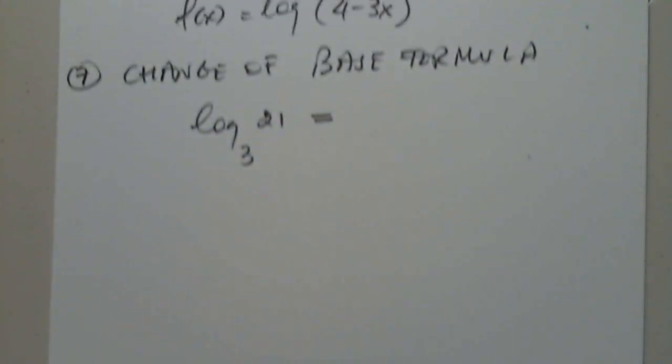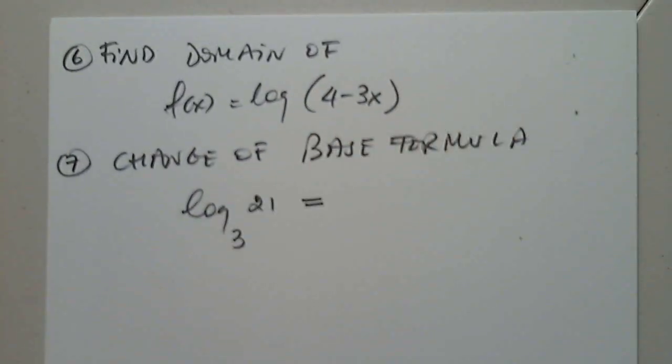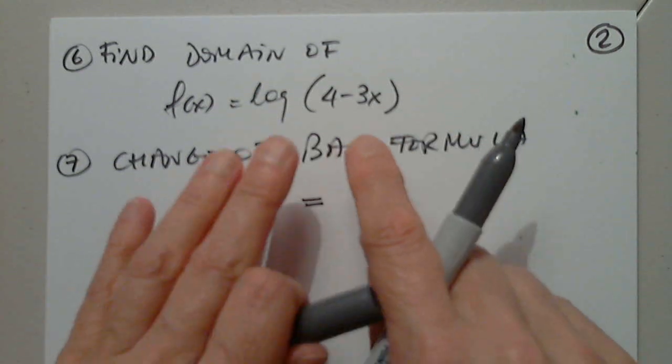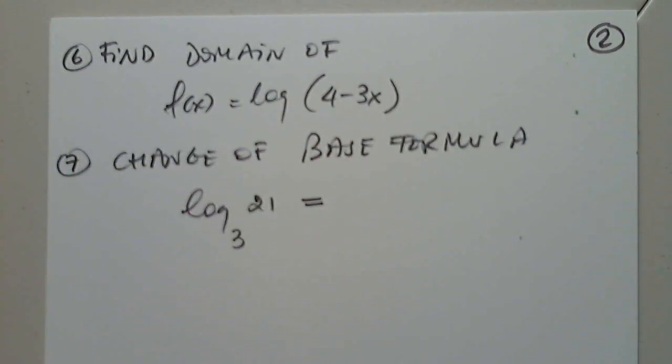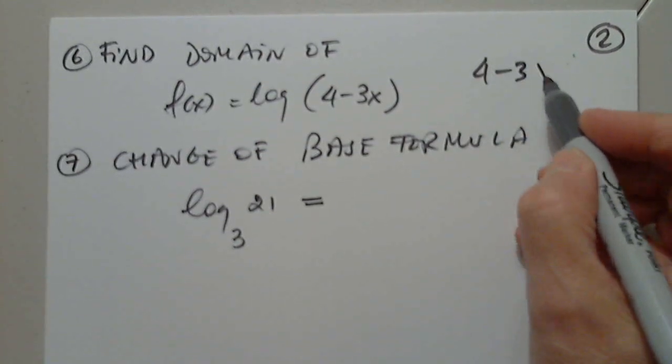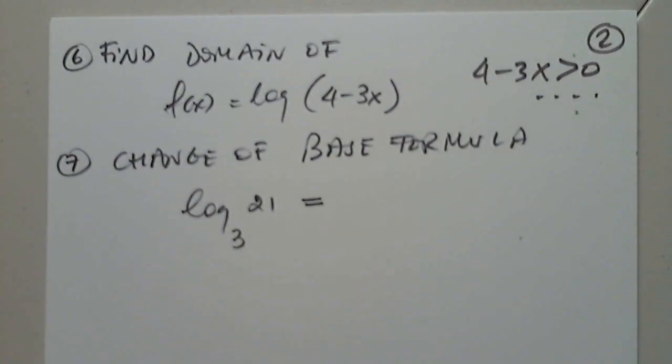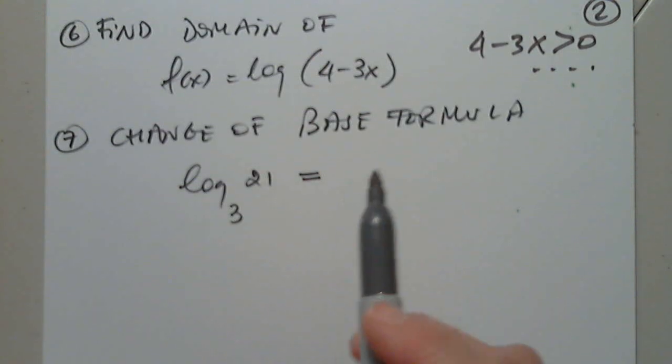Okay. So we want to find the domain of this function. What do I have to write? Minus 3x greater than 0. Brilliant. And we take it from there. Awesome.